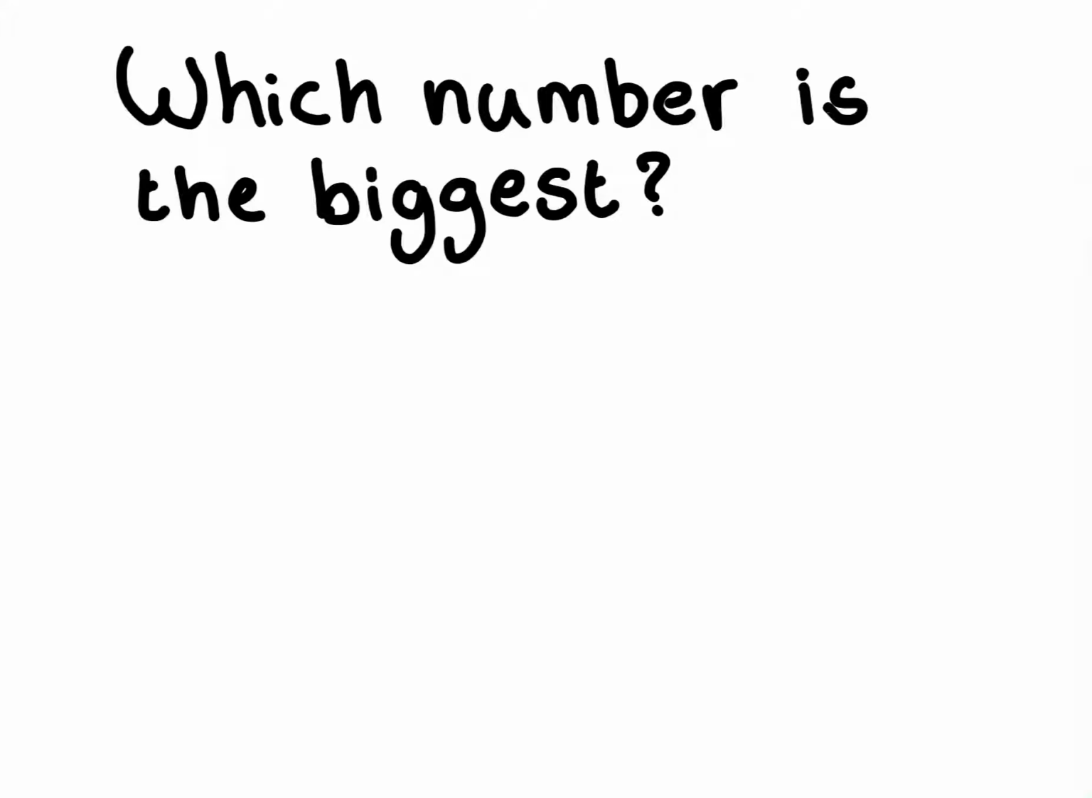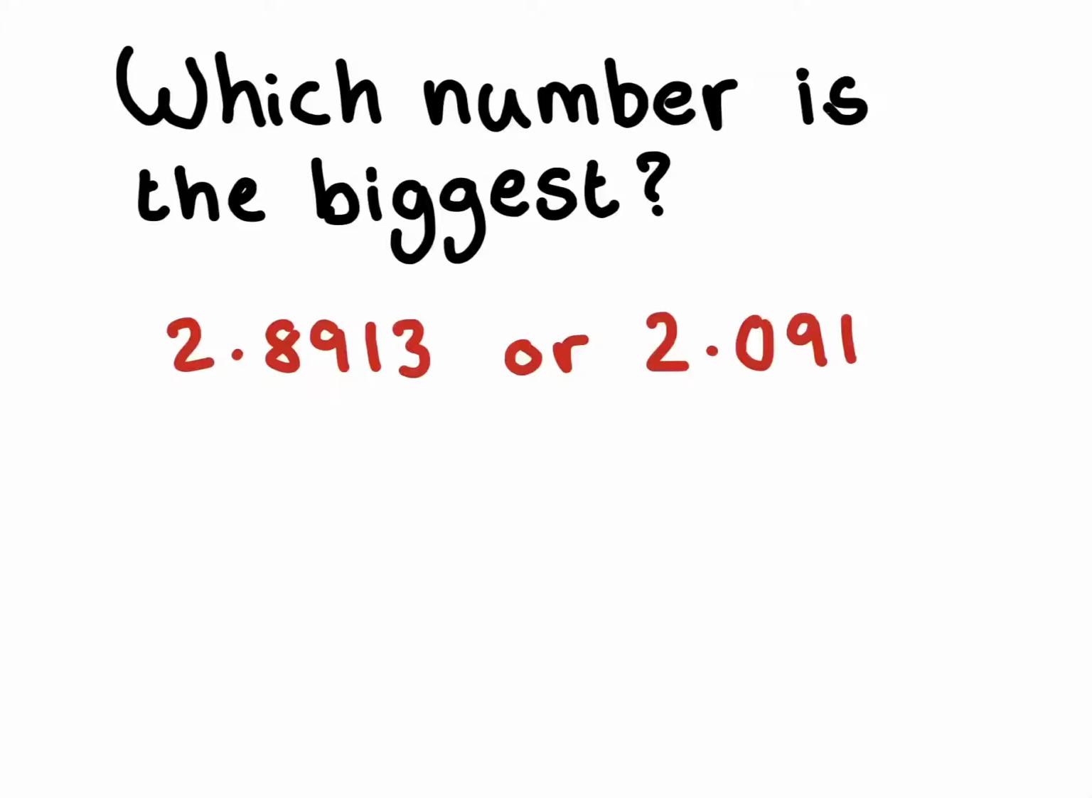How do we determine which number is the biggest when we have decimals? So here we have two numbers, 2.8913 and 2.091. How are we going to see which one is the biggest?